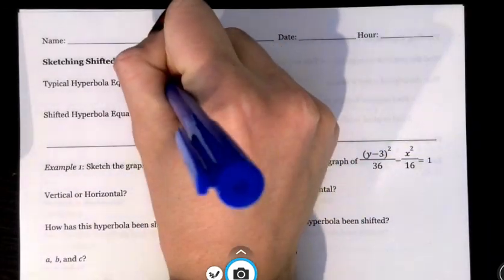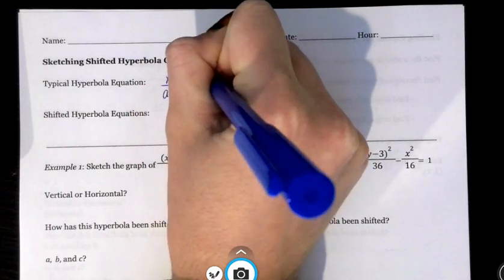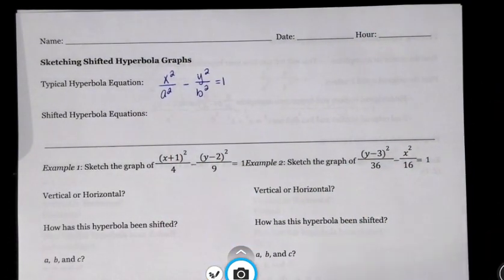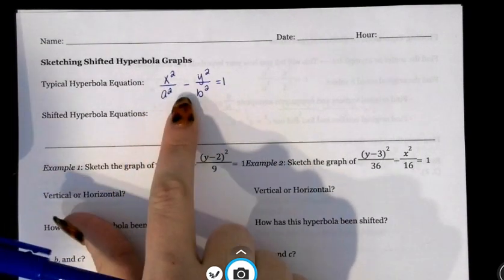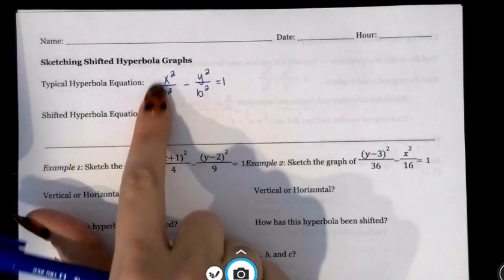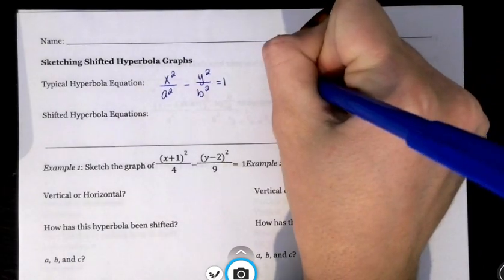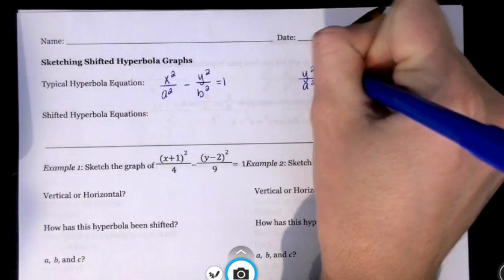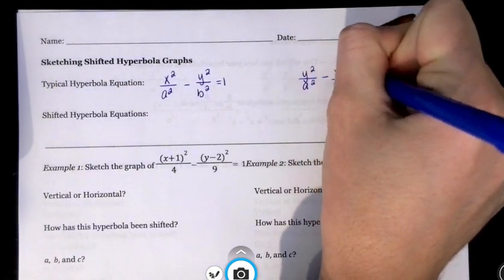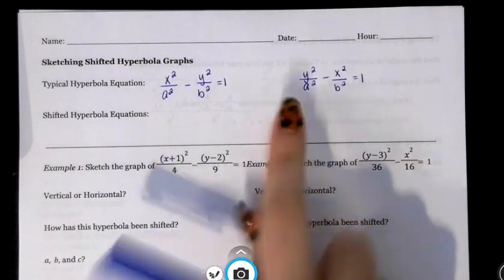So we have x squared over a squared minus y squared over b squared. This is for a horizontal, and I know it's horizontal because my x squared is listed first. With hyperbolas, we have a subtraction in the middle, so whatever one is out in front is our hint to if it's going to be horizontal or vertical. For a vertical one, we have y squared over a squared minus x squared over b squared. So I know this one is vertical because my y squared is in front.